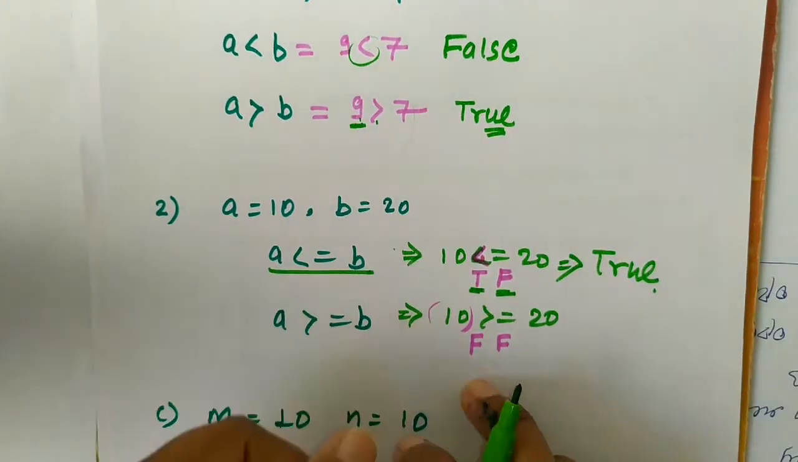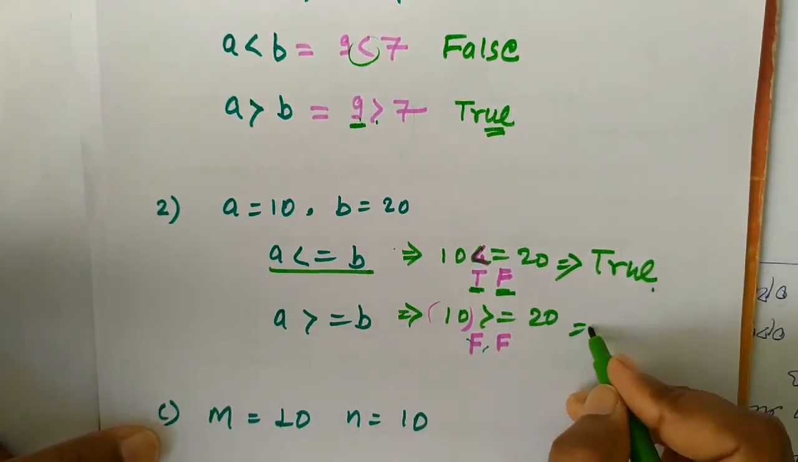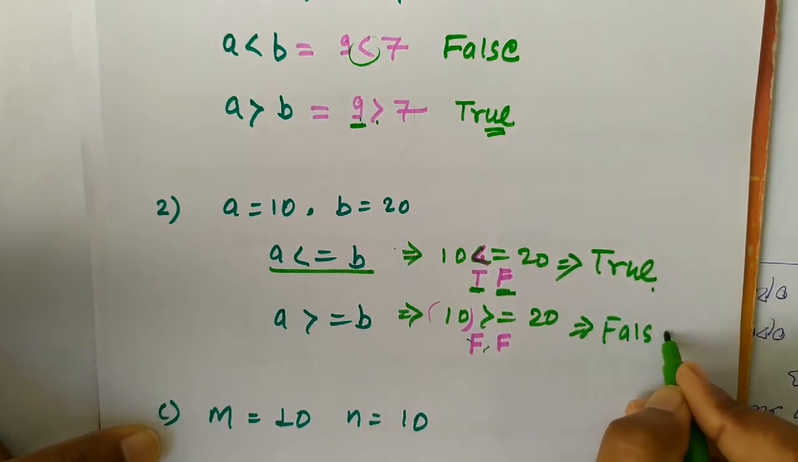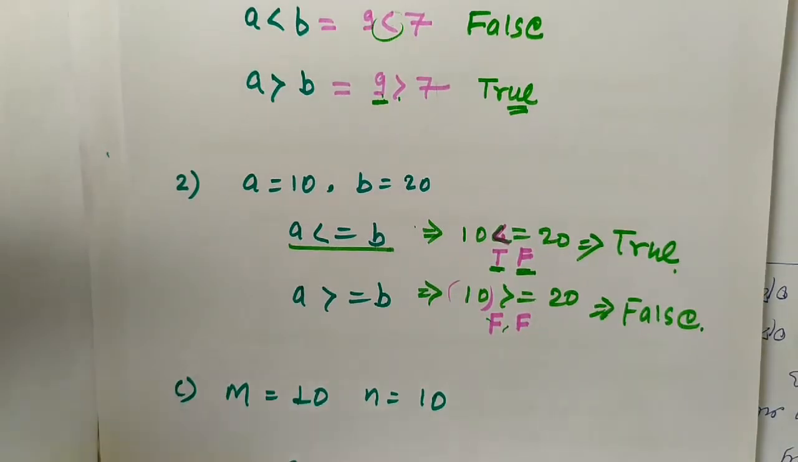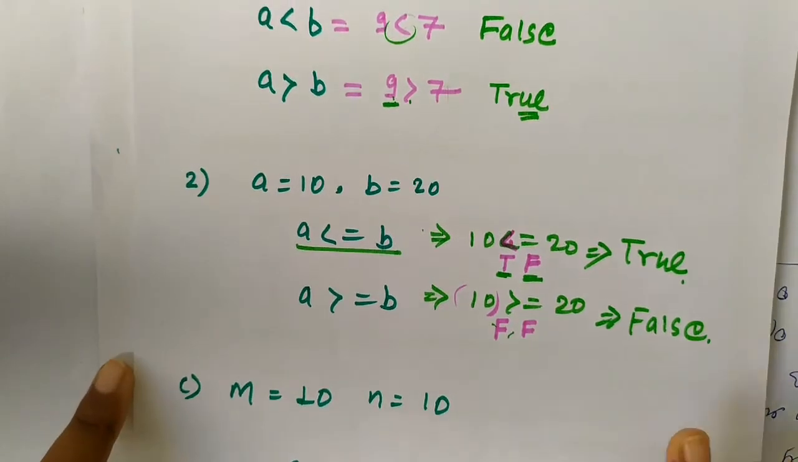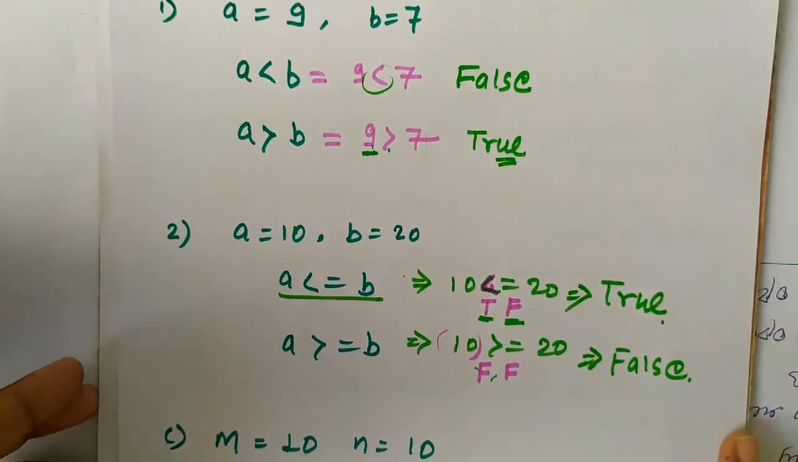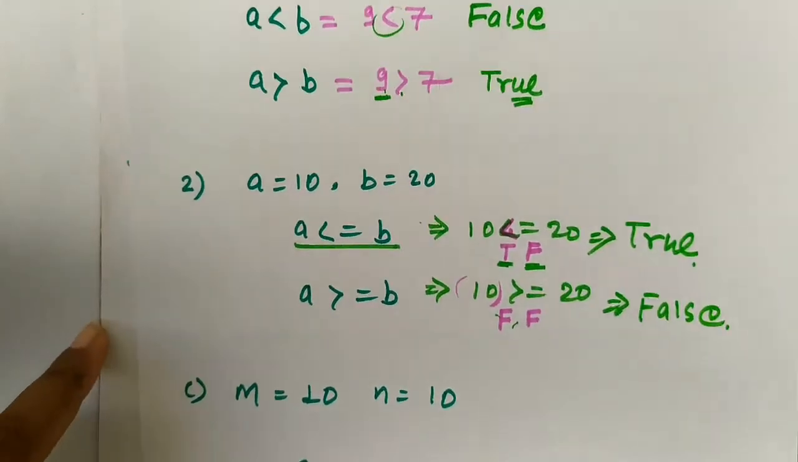But in the case where both are false, the result is false. Is that clear? If you have any doubt in this part or in other videos, please write in the comment section of that video.